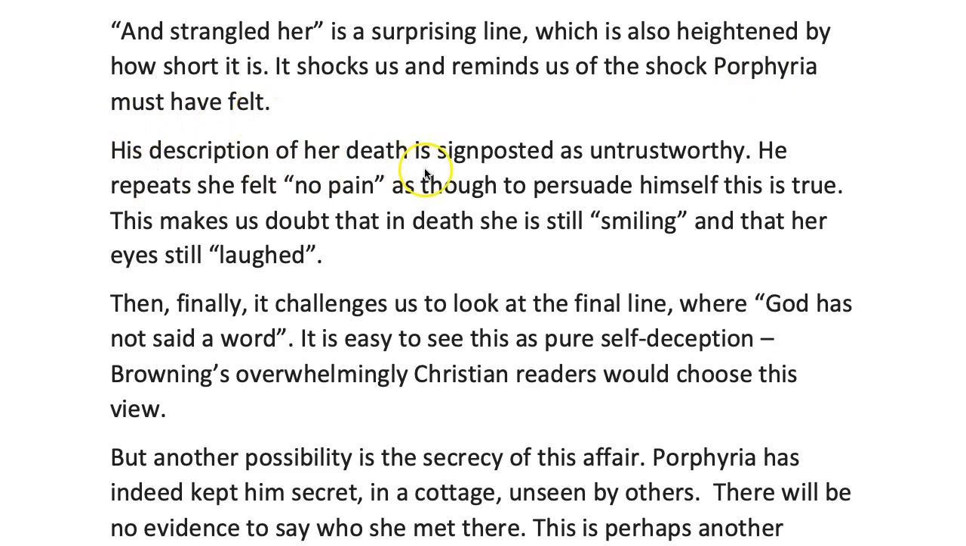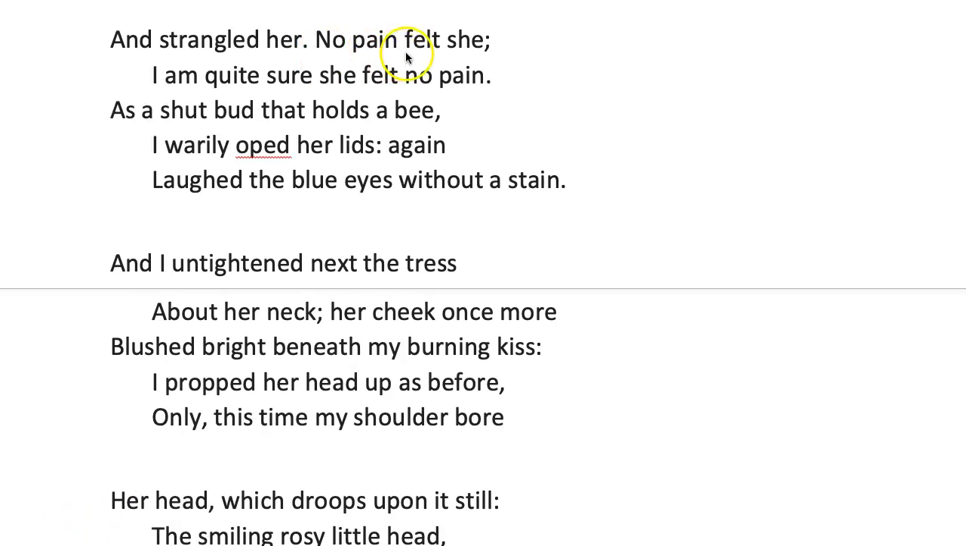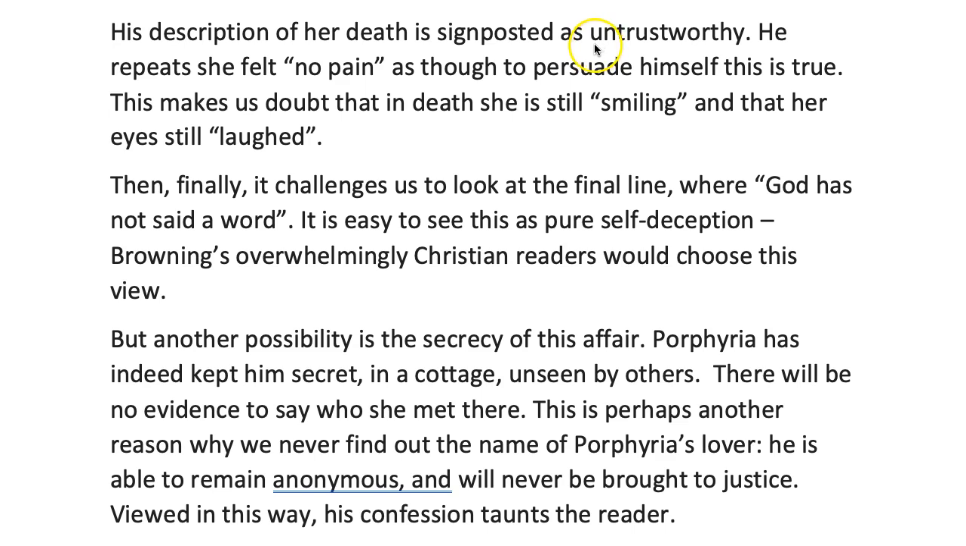His description of her death is signposted, though, as untrustworthy. We do not trust the way he describes it. He repeats "she felt no pain," as though to persuade himself this is true. So, "no pain felt she, I'm quite sure she felt no pain." That's him reassuring himself, and it does not sound true. And it makes the rest of his description of her sound untrustworthy.